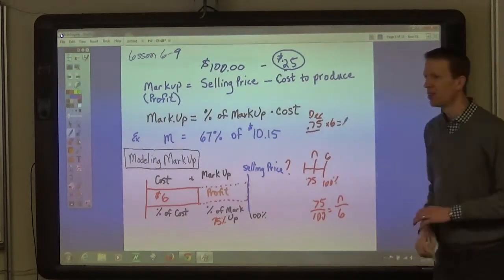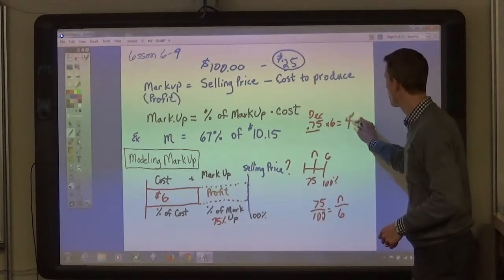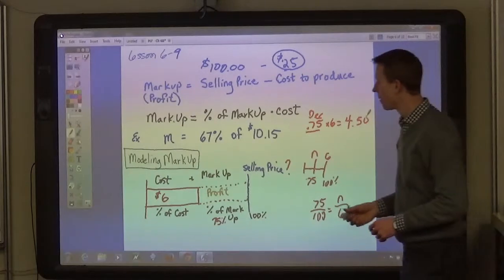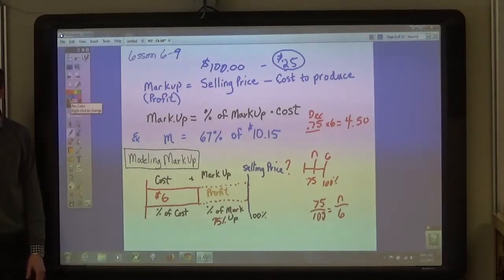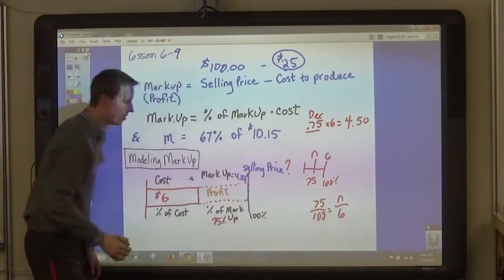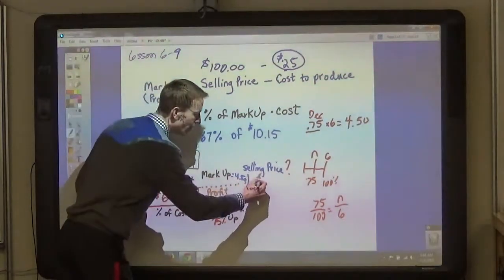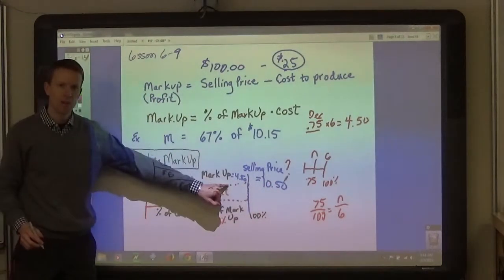75% of 6. How would you use your calculator then to find that? 75% of 6. Michael? 4.5. Now, in terms of money, what is that amount? $4.50. Now, since we're adding that amount, where would that go on our chart? That's the markup, isn't it? So write $4.50 there and add $6 plus $4.50 equals $10.50. That equals the selling price. The cost plus the markup.